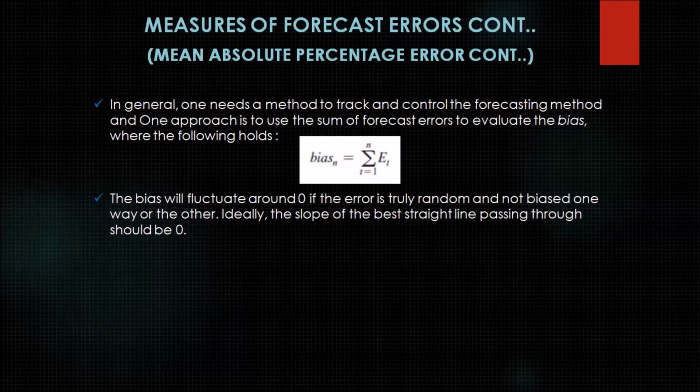So, as we can see here, in general, one needs a method to track and control the forecasting method, and one approach is to use the sum of forecast errors to evaluate the bias, where the following holds: bias equals the equation that we have stated, sigma ET. The bias will fluctuate around zero if the error is truly random and not biased one way or the other. Ideally, the slope of the bias straight line should be zero.